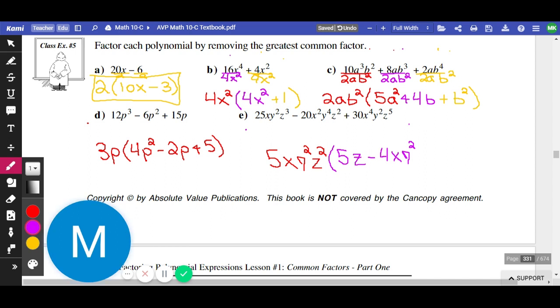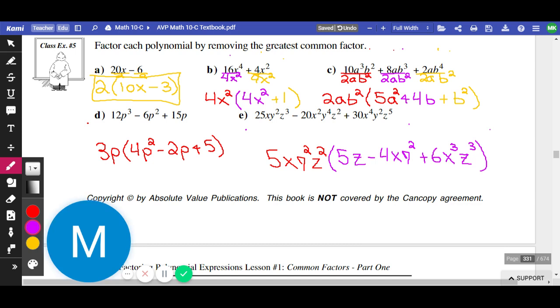The last guy would be positive 30 divided by 5 is plus 6. X squared divided by x is x cubed, because we subtract the exponents. Y squared divided by y squared cancels out, and then z to the power of 3. That would be my GCF solution, the greatest common factor solution.